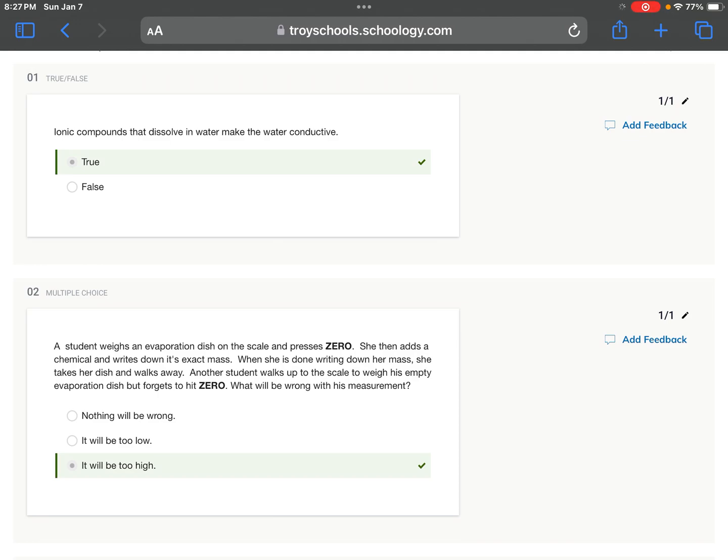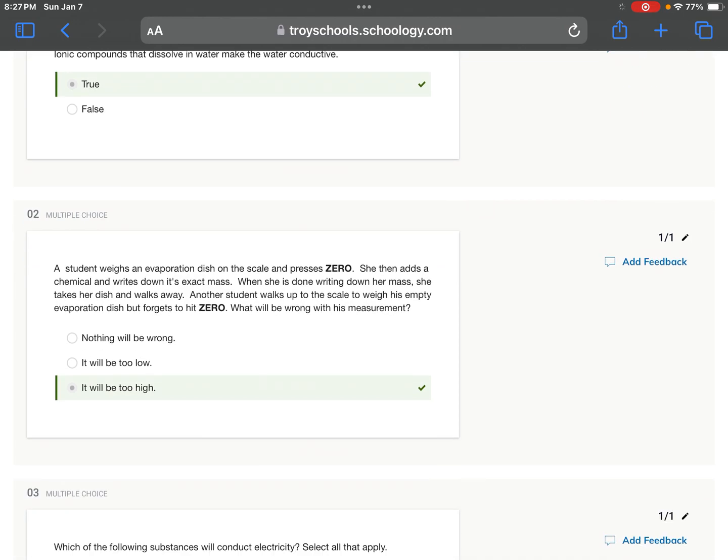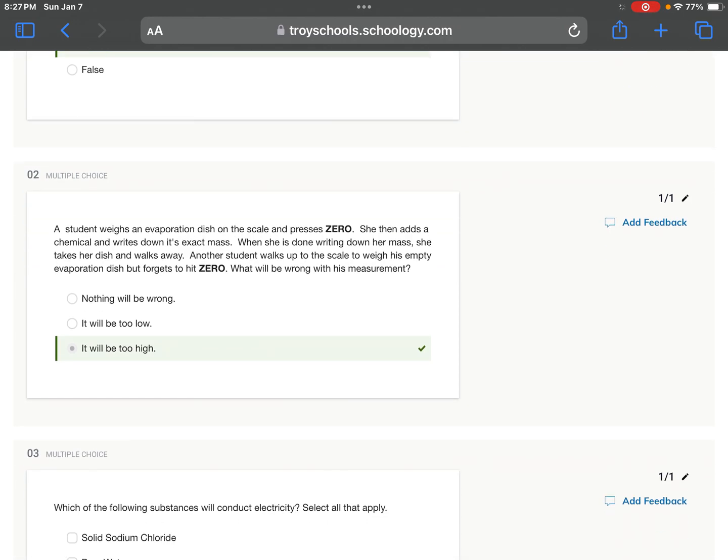So for this number 2, this is showing that a student has failed to zero out the scale and then tried to take a mass of something, and this would be making the value too high because you're not only taking the measurement of mass of your sample, but of the dish it is in.